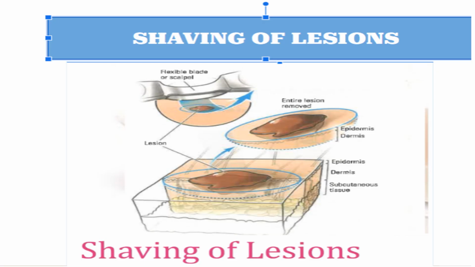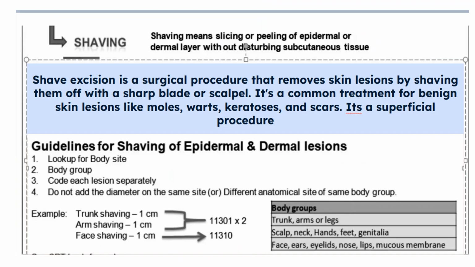Now the next chapter is shaving of the lesion. Shave excision is a surgical procedure that removes a skin lesion by shaving it off with a sharp blade or scalpel. It is a common treatment for benign skin lesions like moles, warts, keratosis and scars. It's a superficial procedure, meaning slicing and peeling of the epidermal and dermal layers without disturbing the subcutaneous tissue.